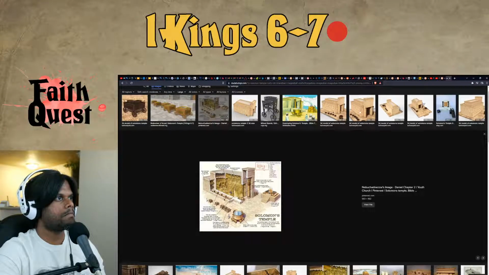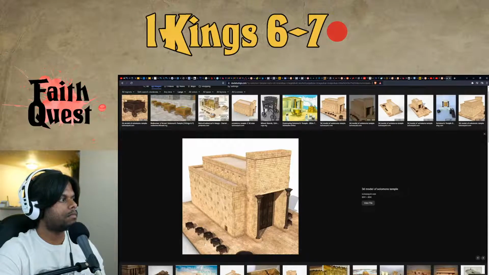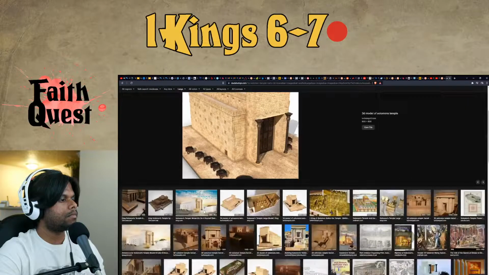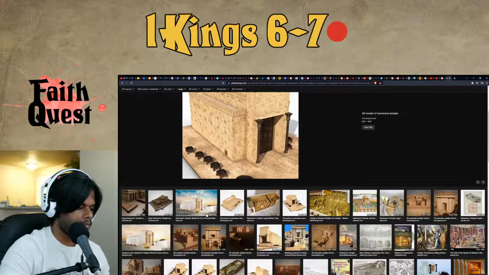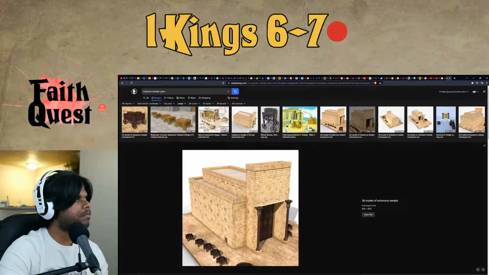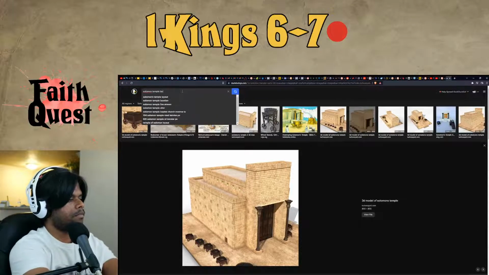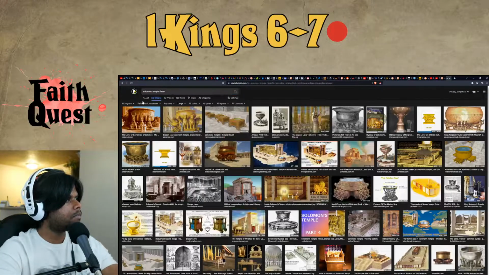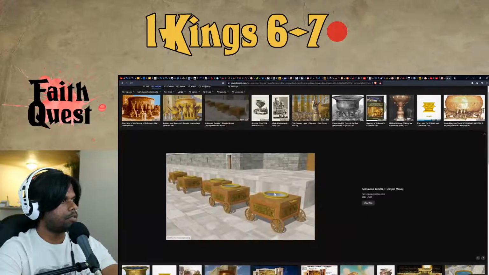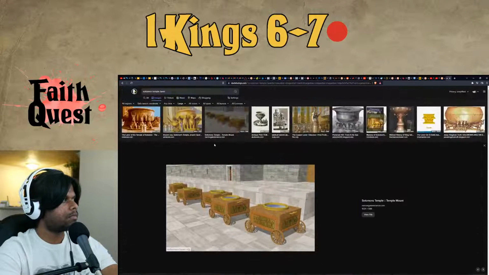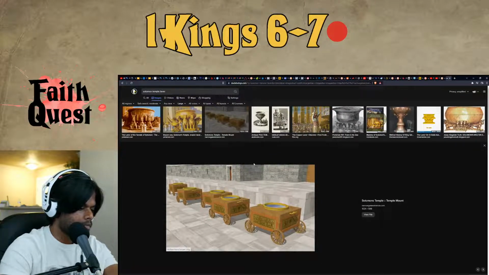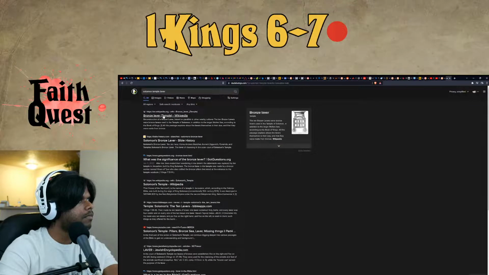Then he made 10 lavers of bronze. Each laver contained 40 baths, and each laver was 4 cubits. On each of the 10 carts was a laver. And he put 5 carts on the right side of the house and 5 on the left side of the house. He set the sea on the right side of the house toward the southeast. Hiram made the lavers and the shovels and the bowls.